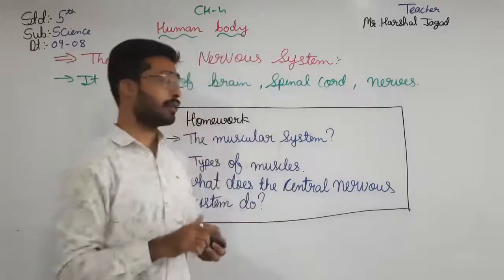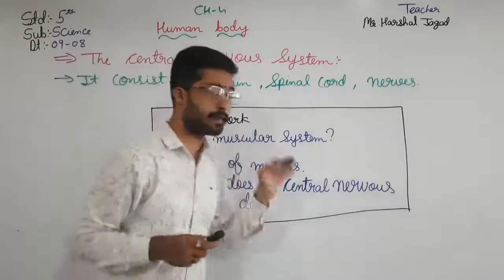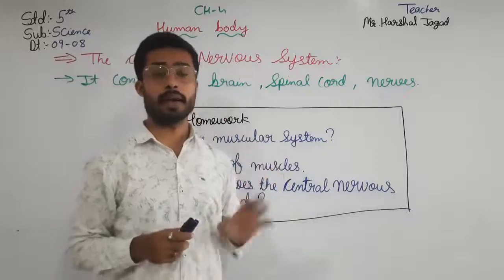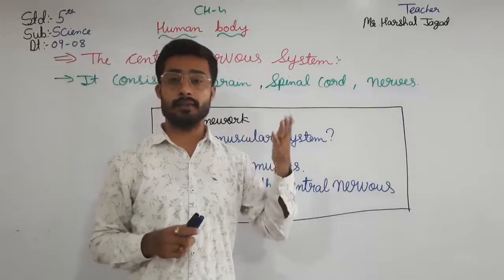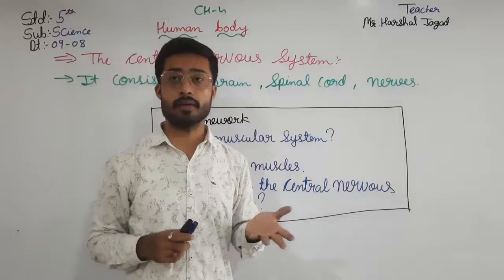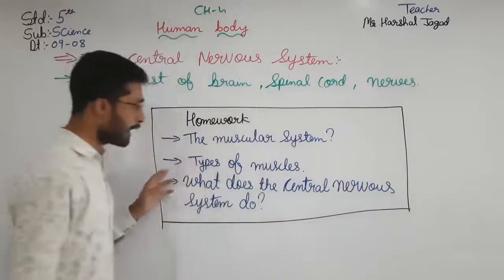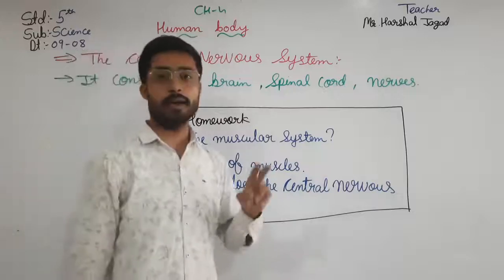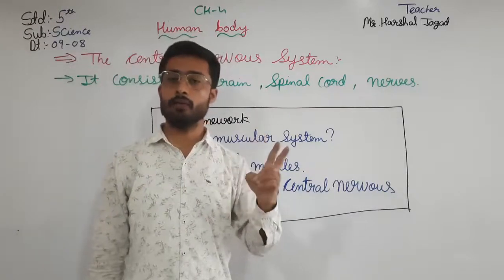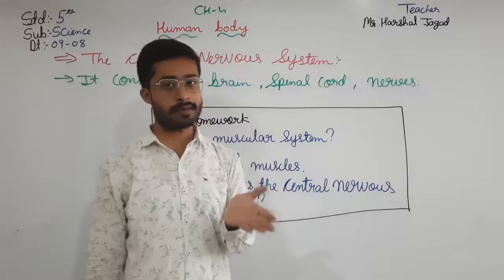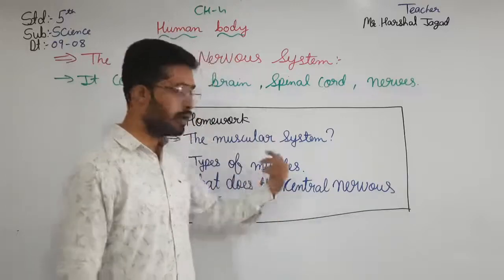So first, the muscular system. In that you have to write down what the muscular system is, what it consists of, and how it works, and all that. Then types of muscles. Here you have to write down two types, voluntary and involuntary. What is voluntary and what is involuntary, that you also have to write down.